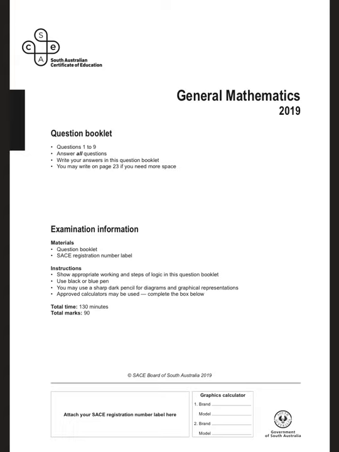This one's on the 2019 General Mathematics exam. Been doing them for a while now, about 4.5 hours. It might be a bit flaky. Hopefully I don't forget anything. Just going to do it completely live. So see how we go.